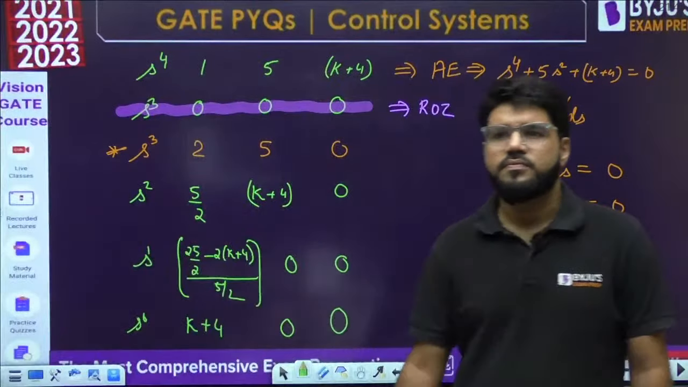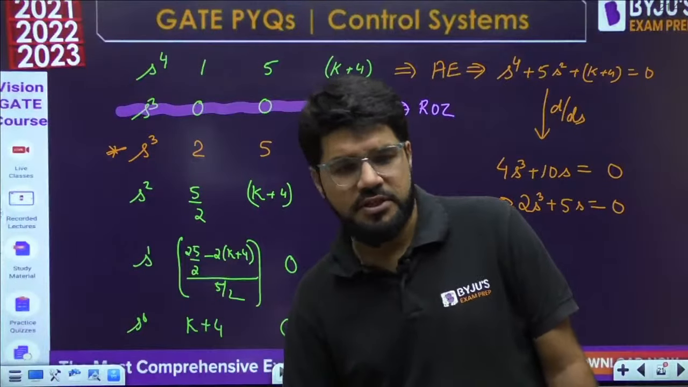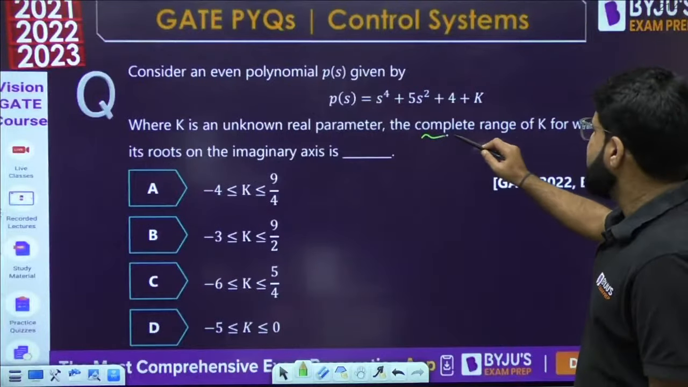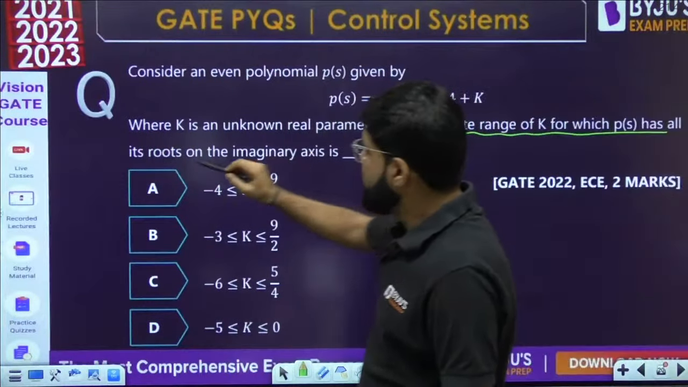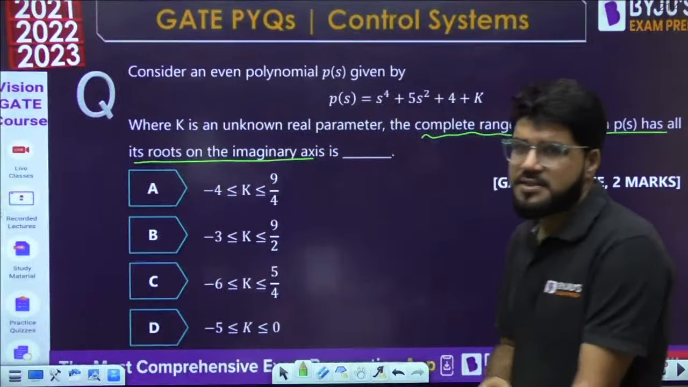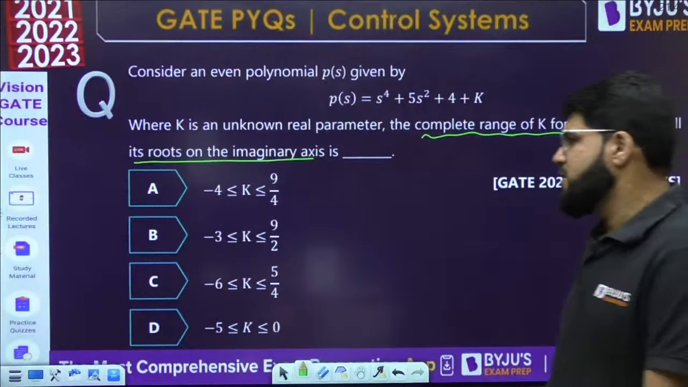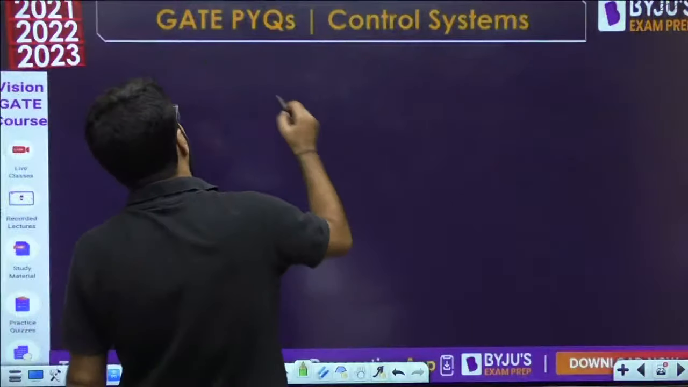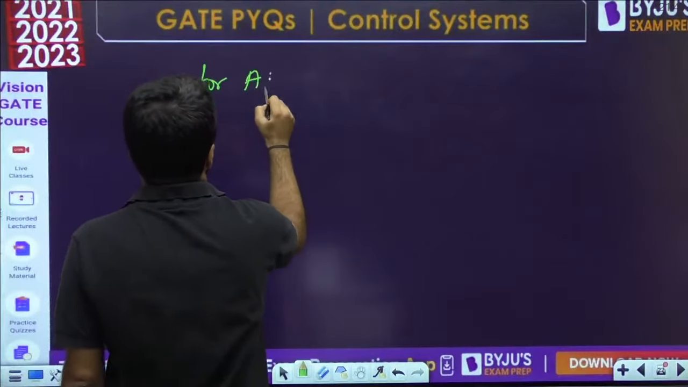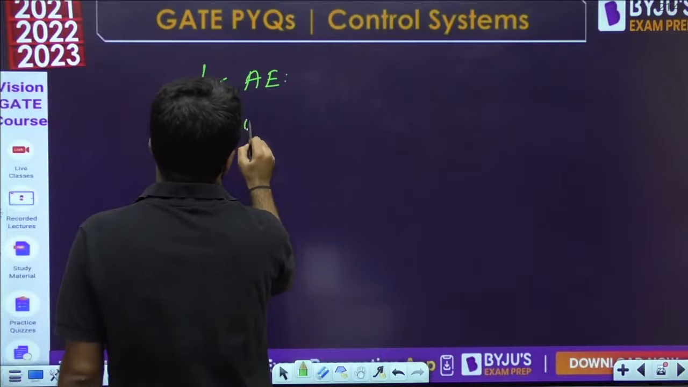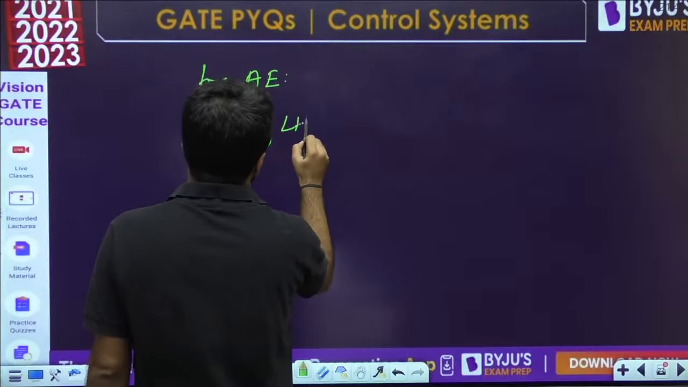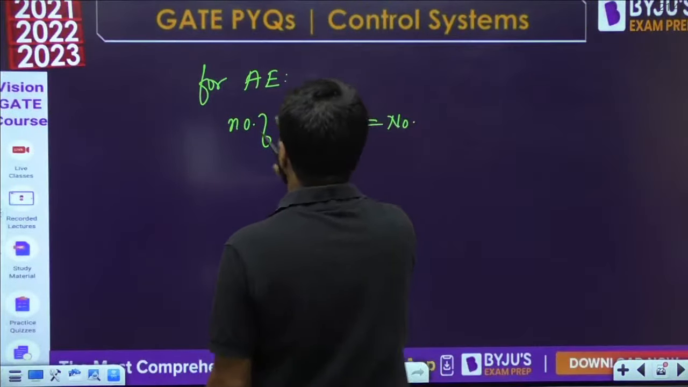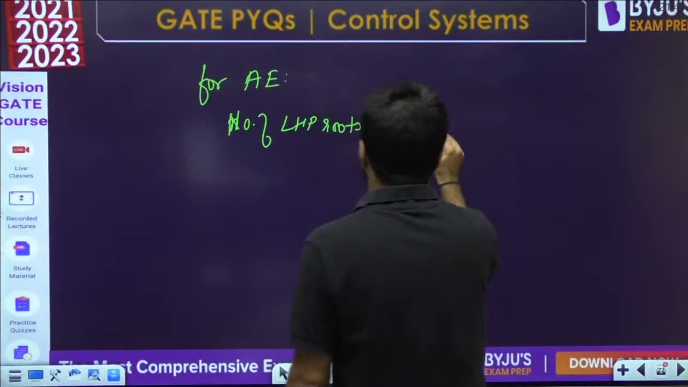Yes, Mayuri, correct differentiation. Done. Now what you need is the complete range of k for which this polynomial has all the roots on the imaginary axis. Now, there is a funda of the auxiliary equation. For an auxiliary equation, remember, the number of LHP roots and the number of RHP roots is always equal, because of symmetry.